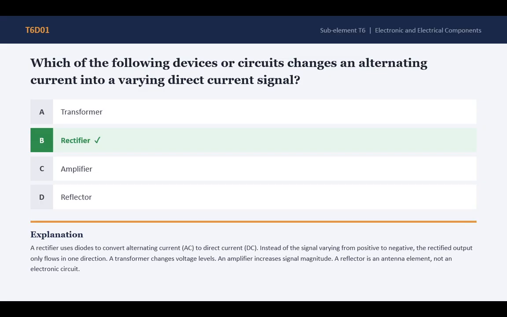Which of the following devices or circuits changes an alternating current into a varying direct current signal? B. Rectifier. A rectifier uses diodes to convert alternating current, or AC, to direct current. Instead of the signal varying from positive to negative, the rectified output only flows in one direction. A transformer changes voltage levels. An amplifier increases signal magnitude, and a reflector is an antenna element and not an electronic circuit.